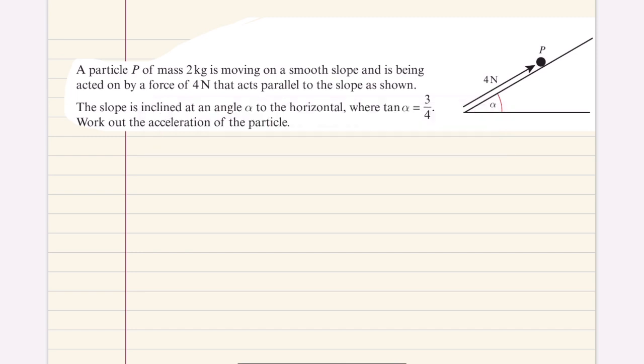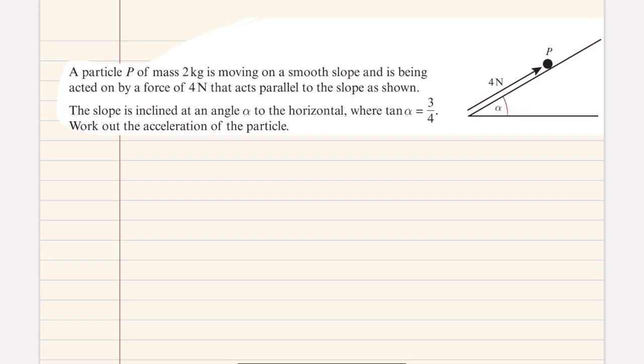Okay, now let's read the question carefully. The question says, a particle P of mass 2 kg is moving on a smooth slope and is being acted on by a force 4 Newton that acts parallel to the slope as shown. So everything is labeled in this diagram, but I highly recommend when it comes to a mechanics question in the exam, you must draw a diagram. We call that diagram a force diagram.